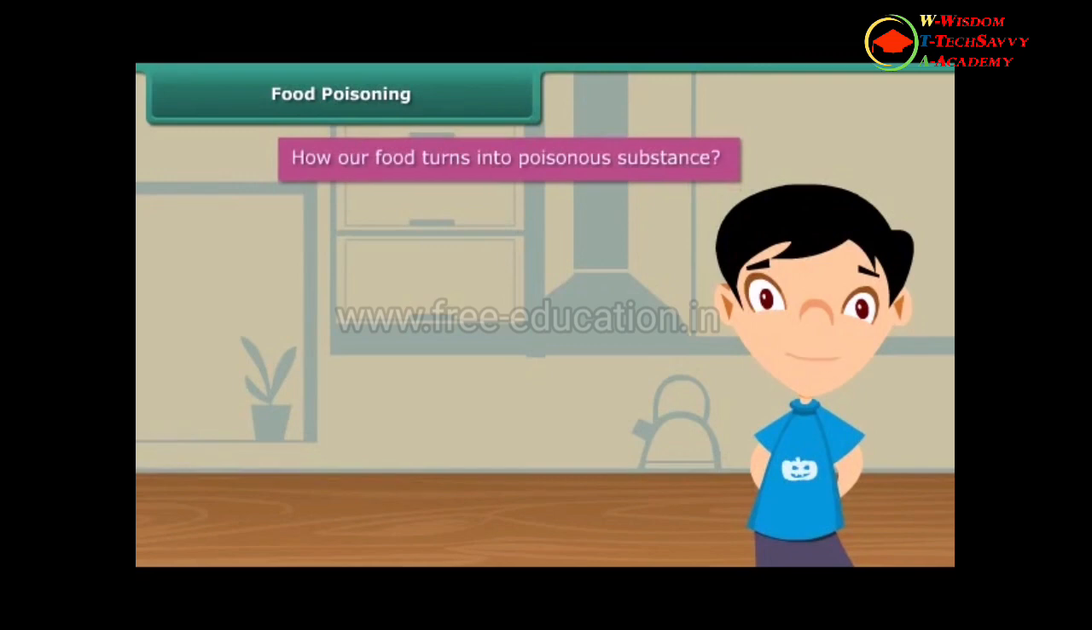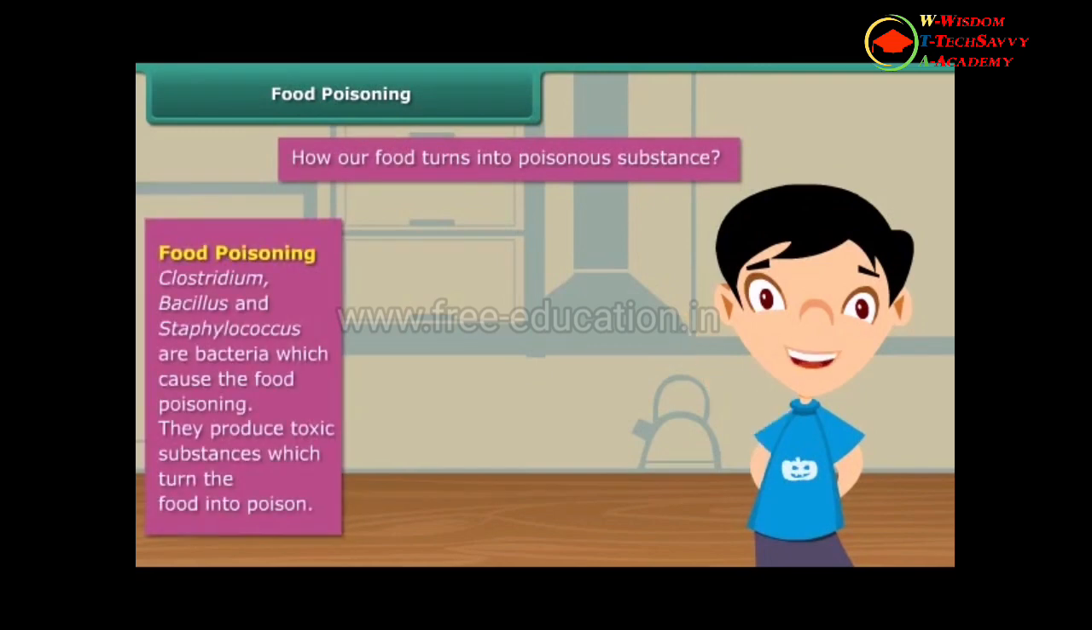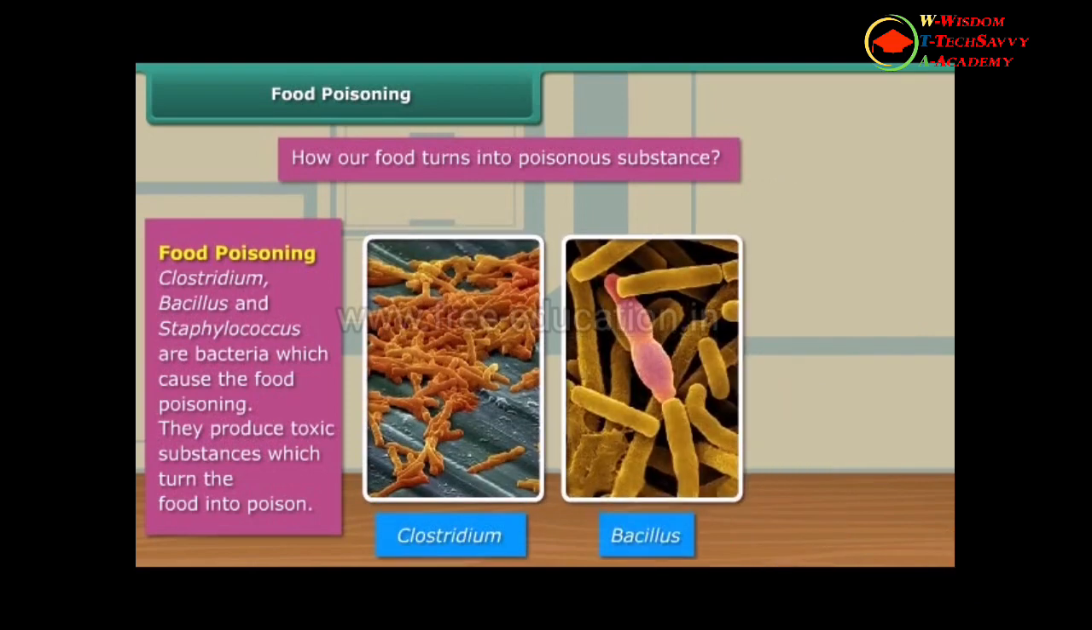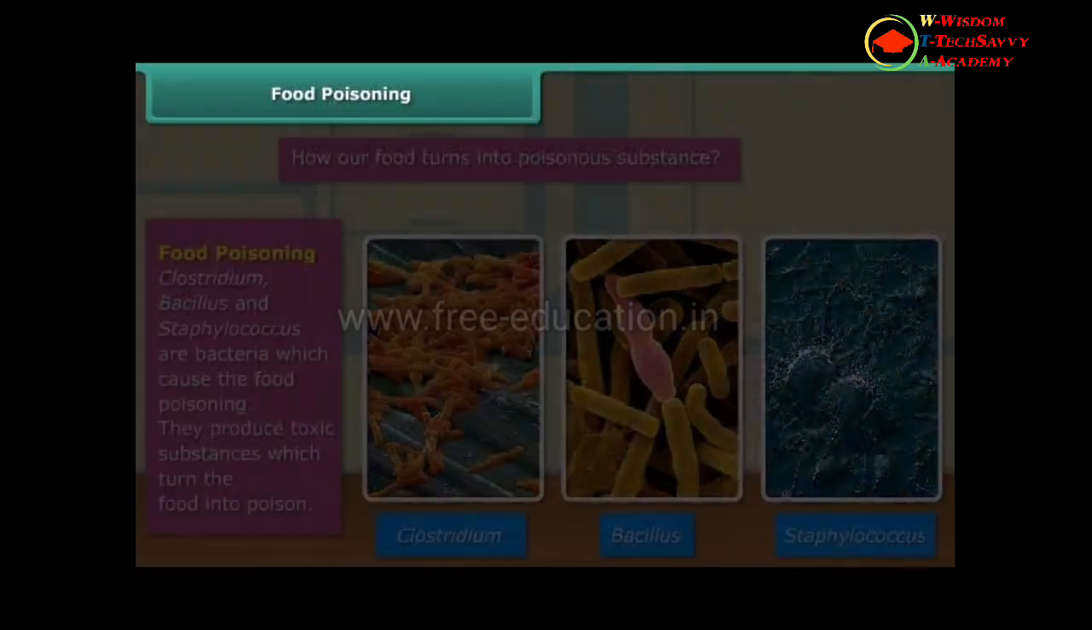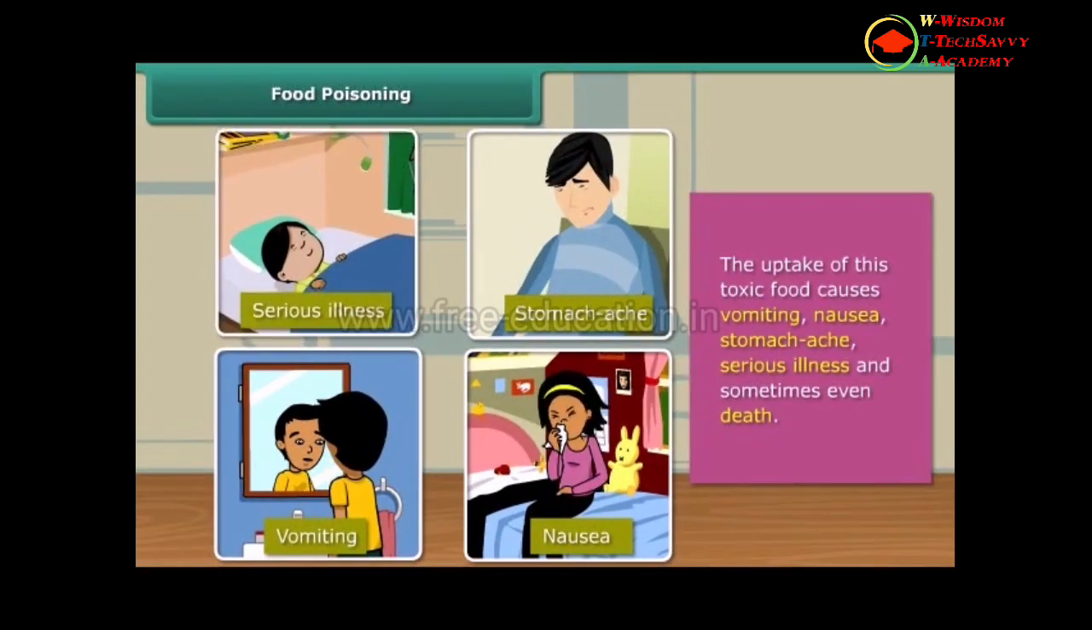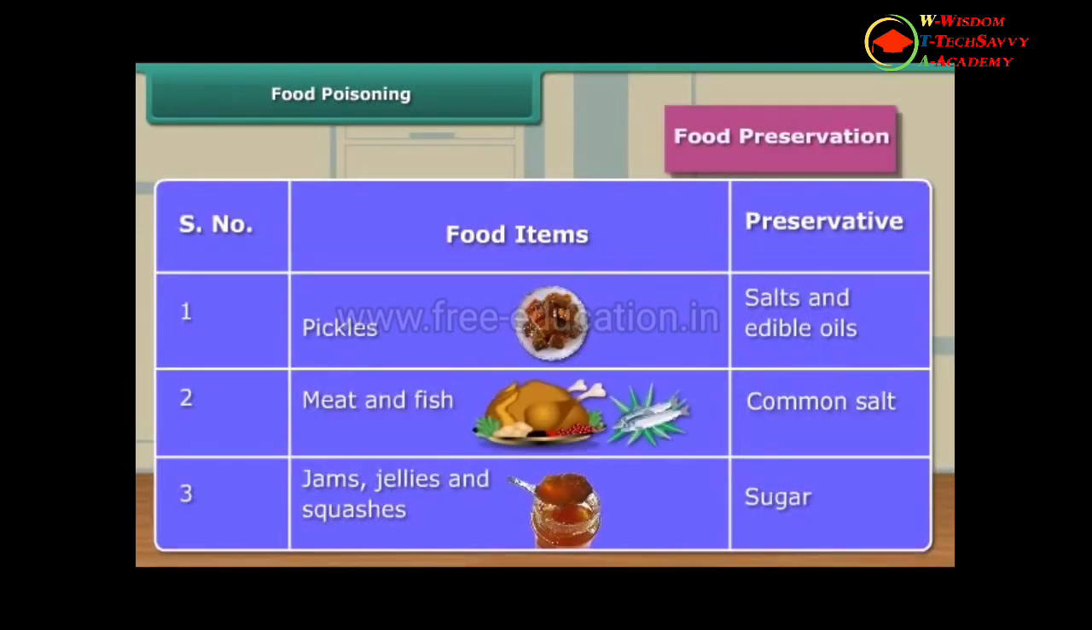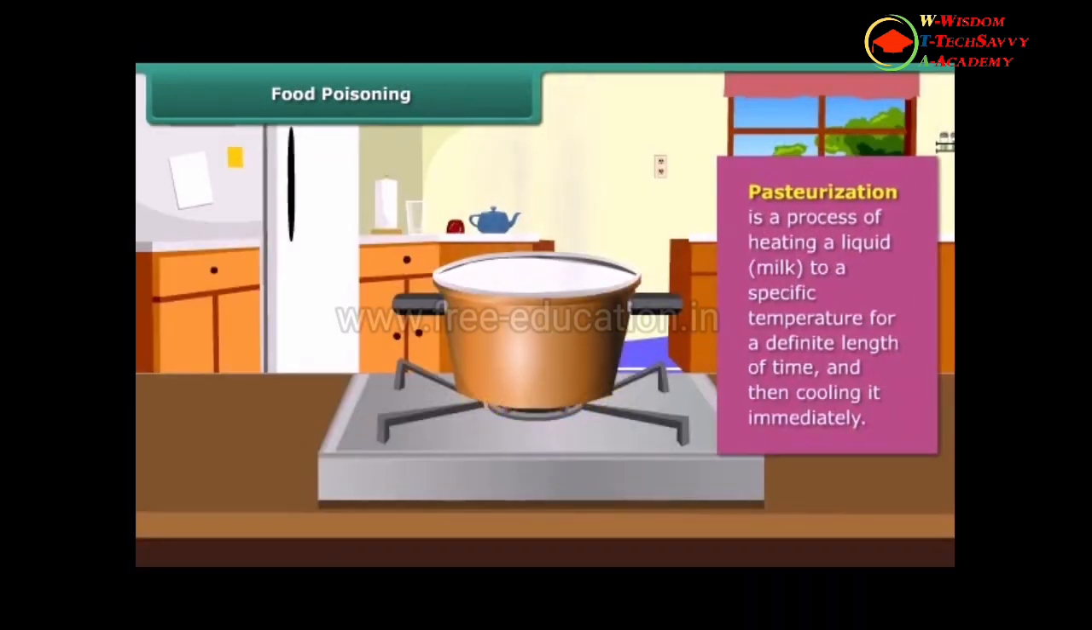Friends, in the summer season, if food is lying in the open for a longer duration, the food turns stale and finally poisonous. The cause of this is again the same, bacteria. There are some bacteria like Clostridium, Bacillus, and Staphylococcus which cause food poisoning. This food causes harm to us. We can preserve our food by some methods as listed below. We use the pasteurization process to preserve milk.